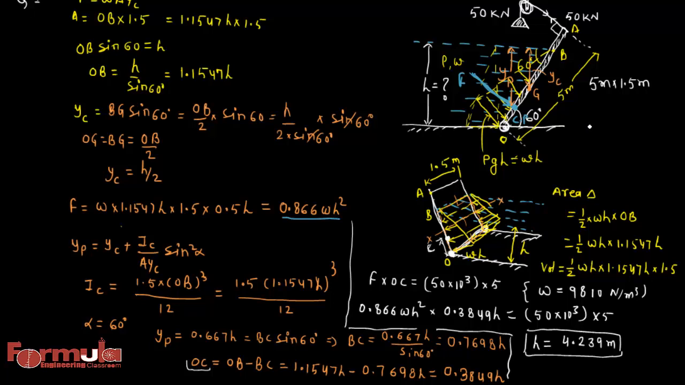So OC in this case will be equal to, we know that the center of gravity of a triangle from the base is 1/3 of its height, that is OB by 3, and we know OB is 1.1547 times of H, divided by 3. By calculating these values the answer of OC will be the same, that is 0.3849 times of H. So from here you can directly calculate what OC is. I think in this case the points are clear.